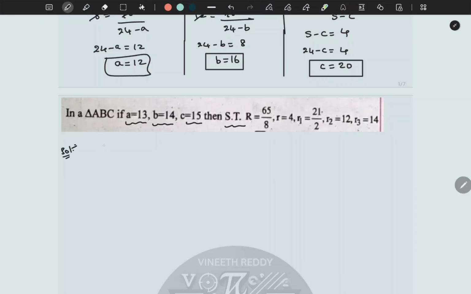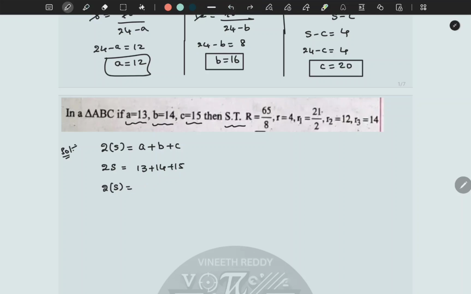So a is 13, b is 14, c is 15. So we will be first using this formula, that is 2 into S is equal to a plus b plus c, where S is the semi-perimeter. So 2S is equal to 13 plus 14 plus 15. So 2 into S should be, I think, 39 if I am right.